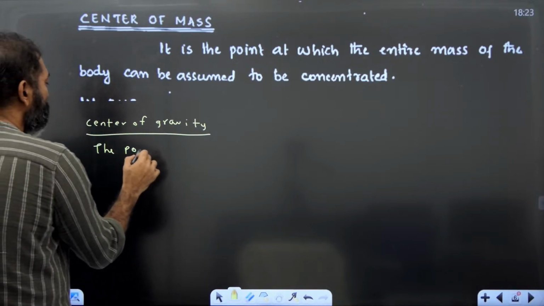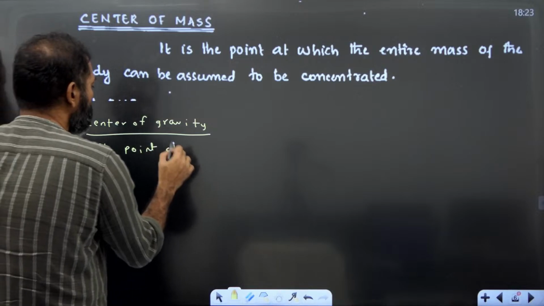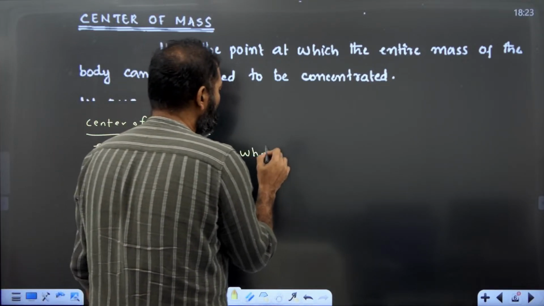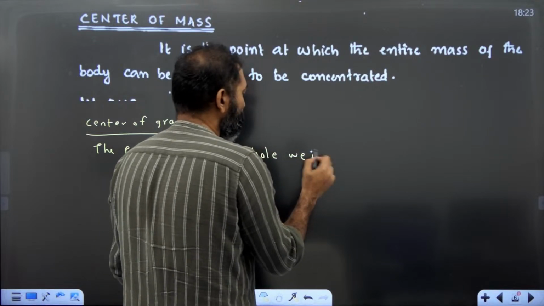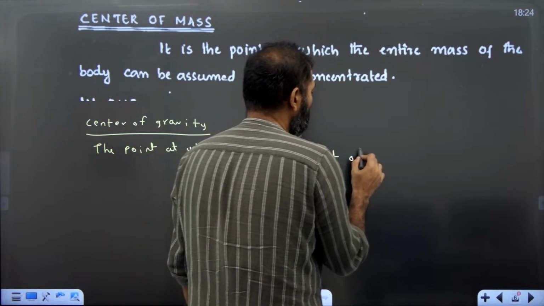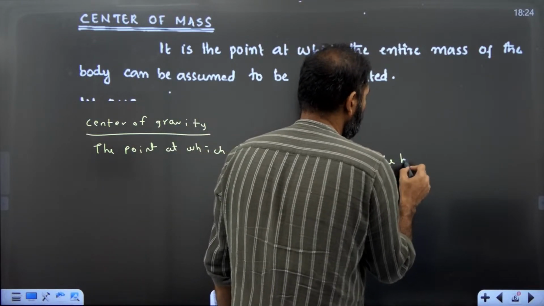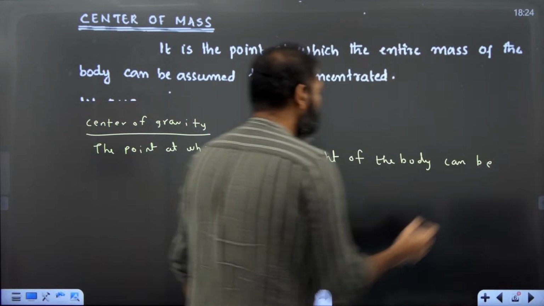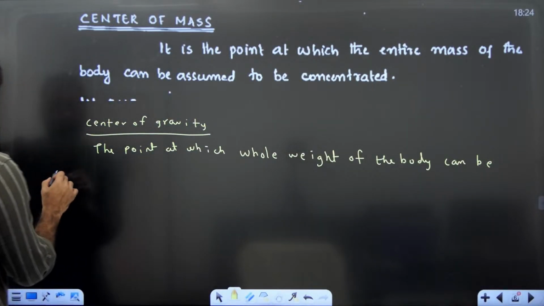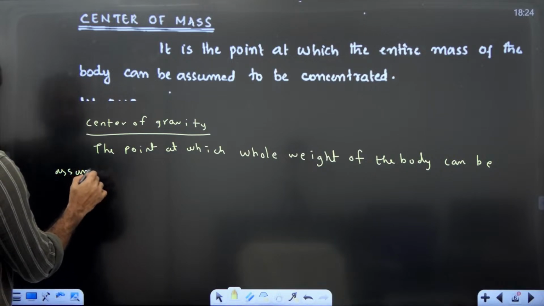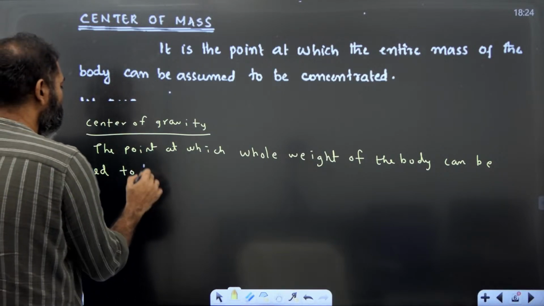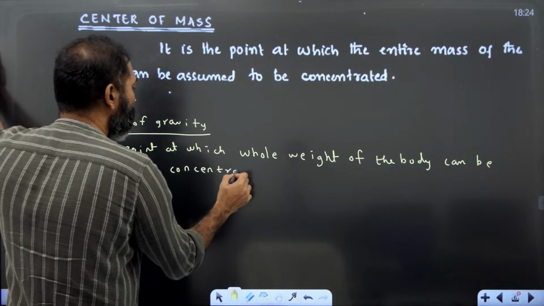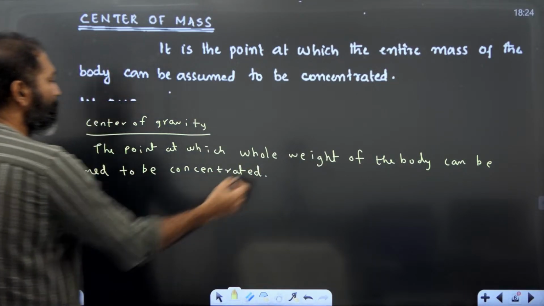The point at which the whole weight of the body can be assumed to be concentrated is called the center of gravity.